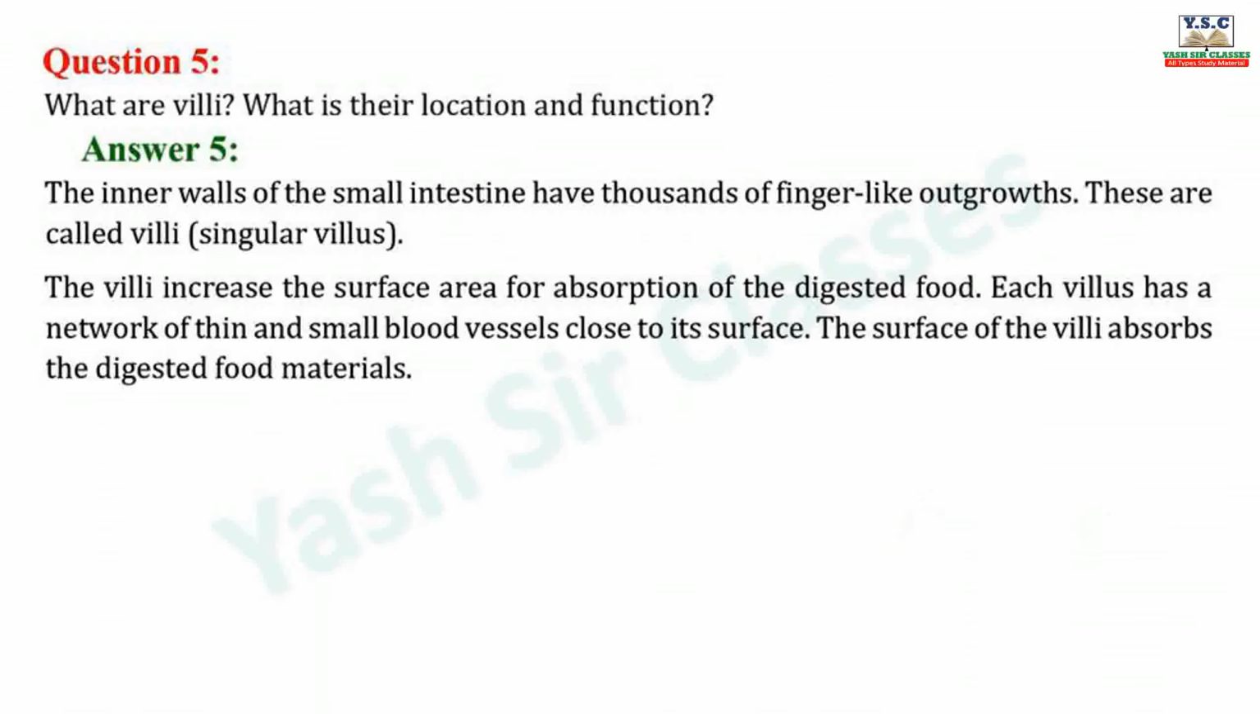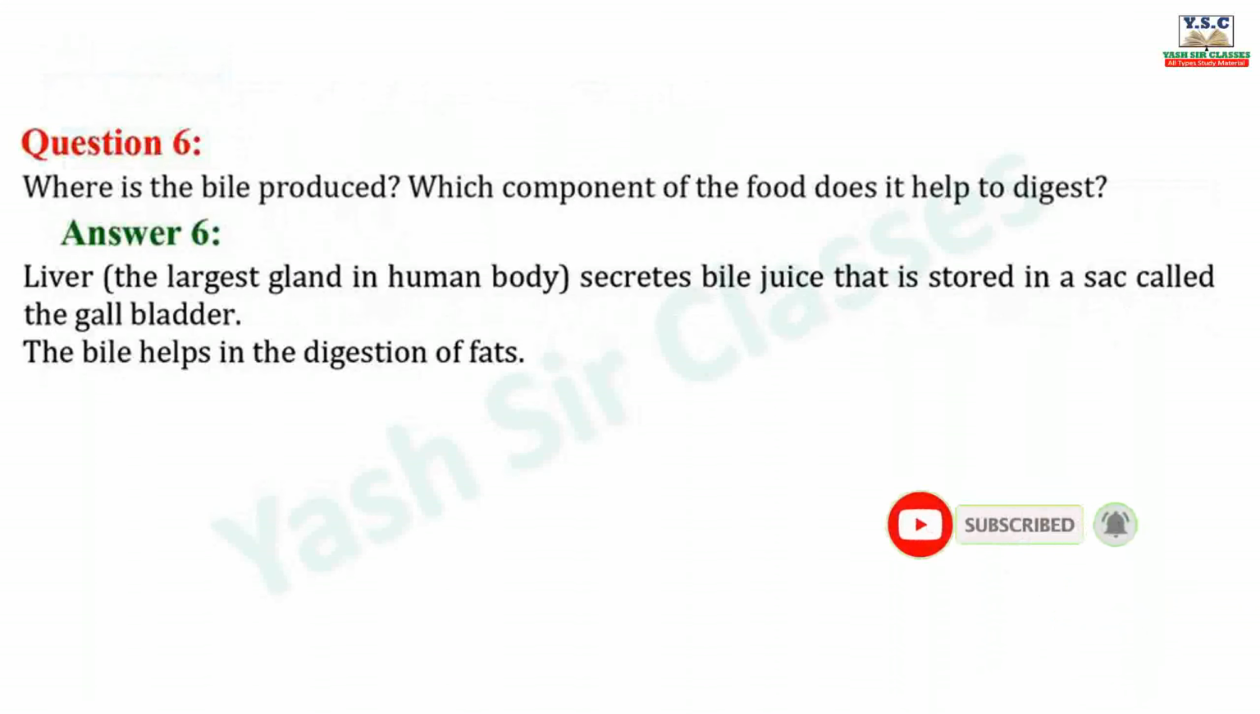Answer. The inner wall of the small intestine has thousands of finger-like outgrowths. These are called villi, singular villus. The villi increase the surface area for absorption of the digested food. Each villus has a network of thin and small blood vessels close to its surface. The surface of the villi absorbs the digested food materials.